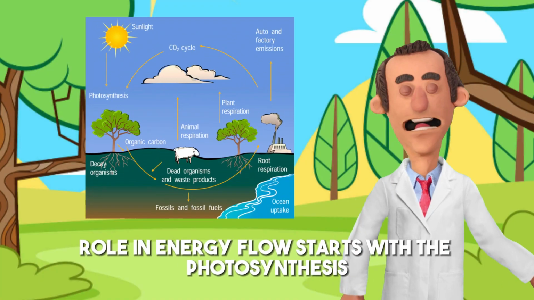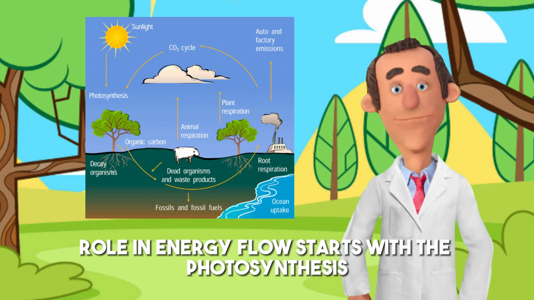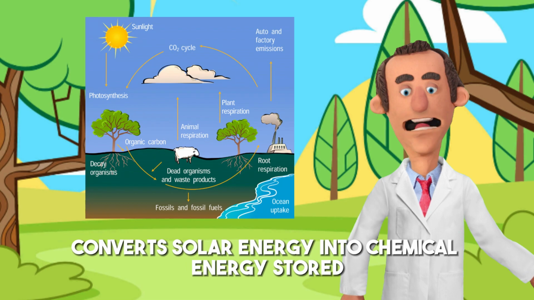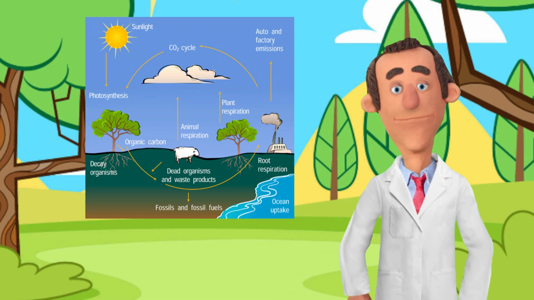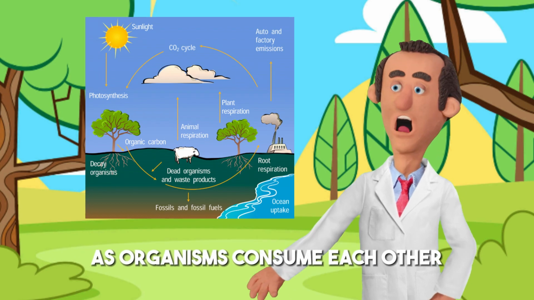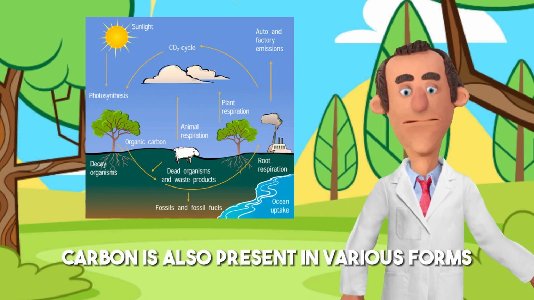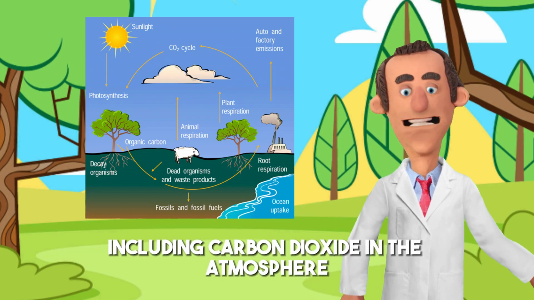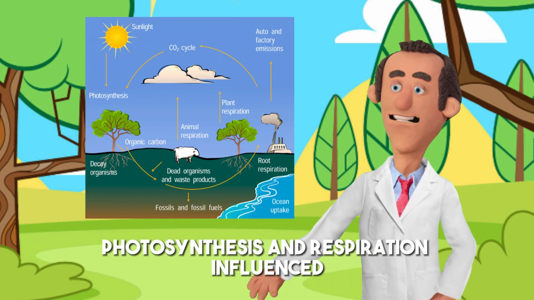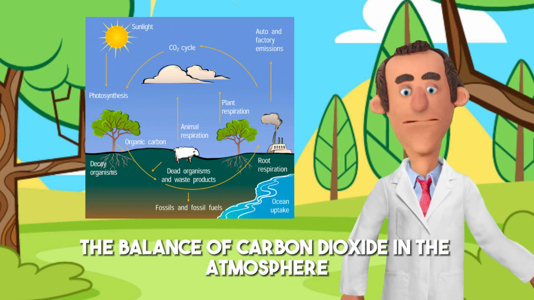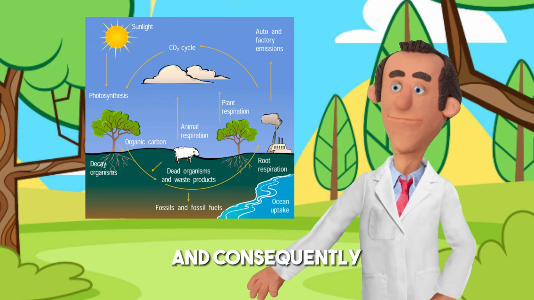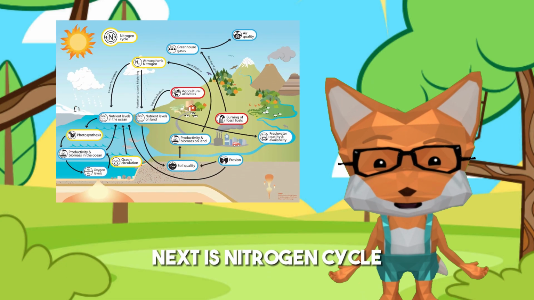The carbon cycle's role in energy flow starts with photosynthesis, a key process in the carbon cycle. It converts solar energy into chemical energy stored in carbon compounds. This stored energy is then passed along the food chain as organisms consume each other. Carbon is also present in various forms, including carbon dioxide in the atmosphere and dissolved carbon compounds in water bodies. Photosynthesis and respiration influence the balance of carbon dioxide in the atmosphere, affecting the greenhouse effect and consequently the water cycle. Next is the nitrogen cycle.